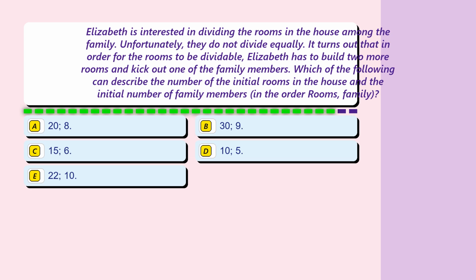Question 2. Elizabeth is interested in dividing the rooms in the house among the family. Unfortunately, they do not divide equally. It turns out that in order for the rooms to be divisible, Elizabeth has to build 2 more rooms and kick out one of the family members. Which of the following can describe the number of the initial rooms in the house and the initial number of family members, in the order rooms, family?